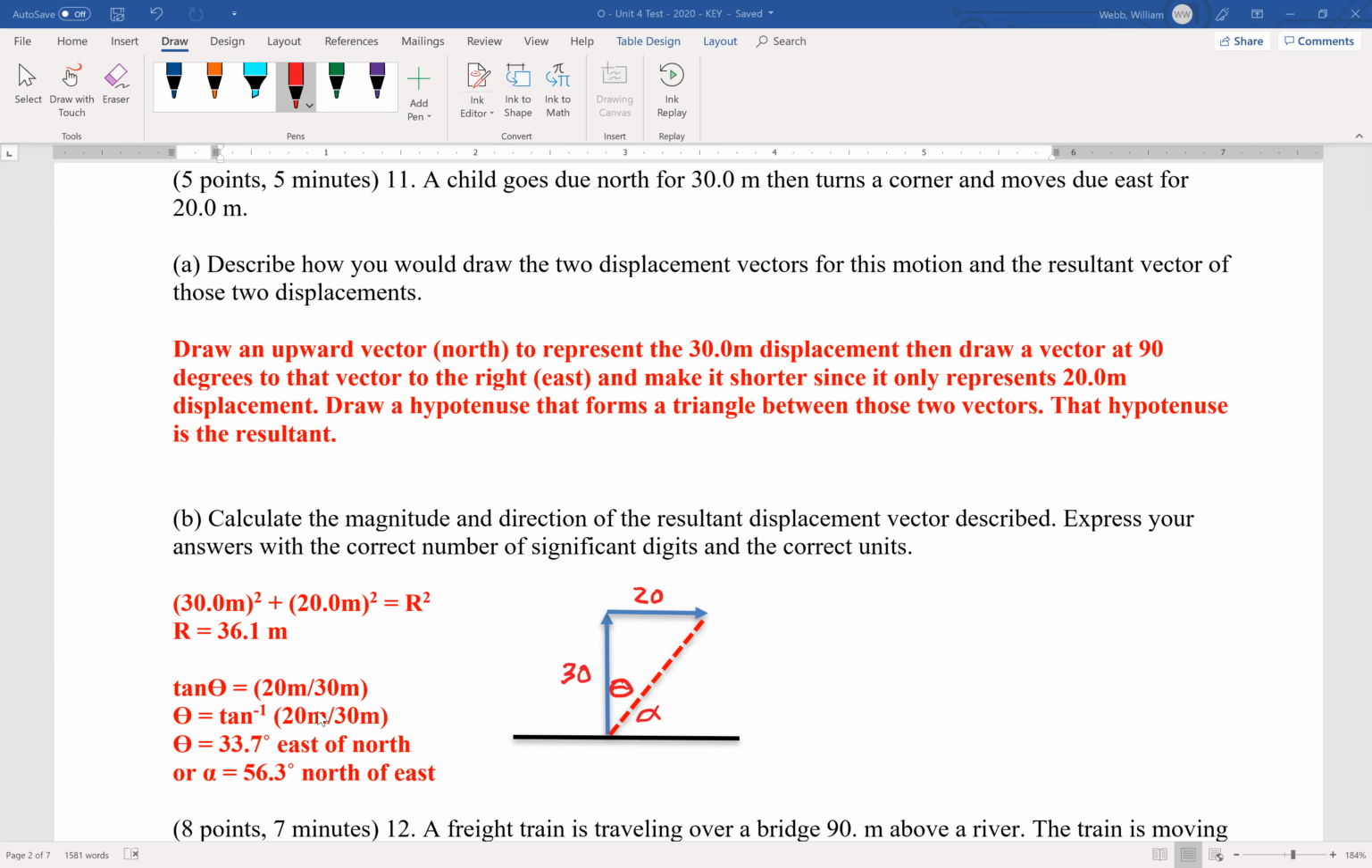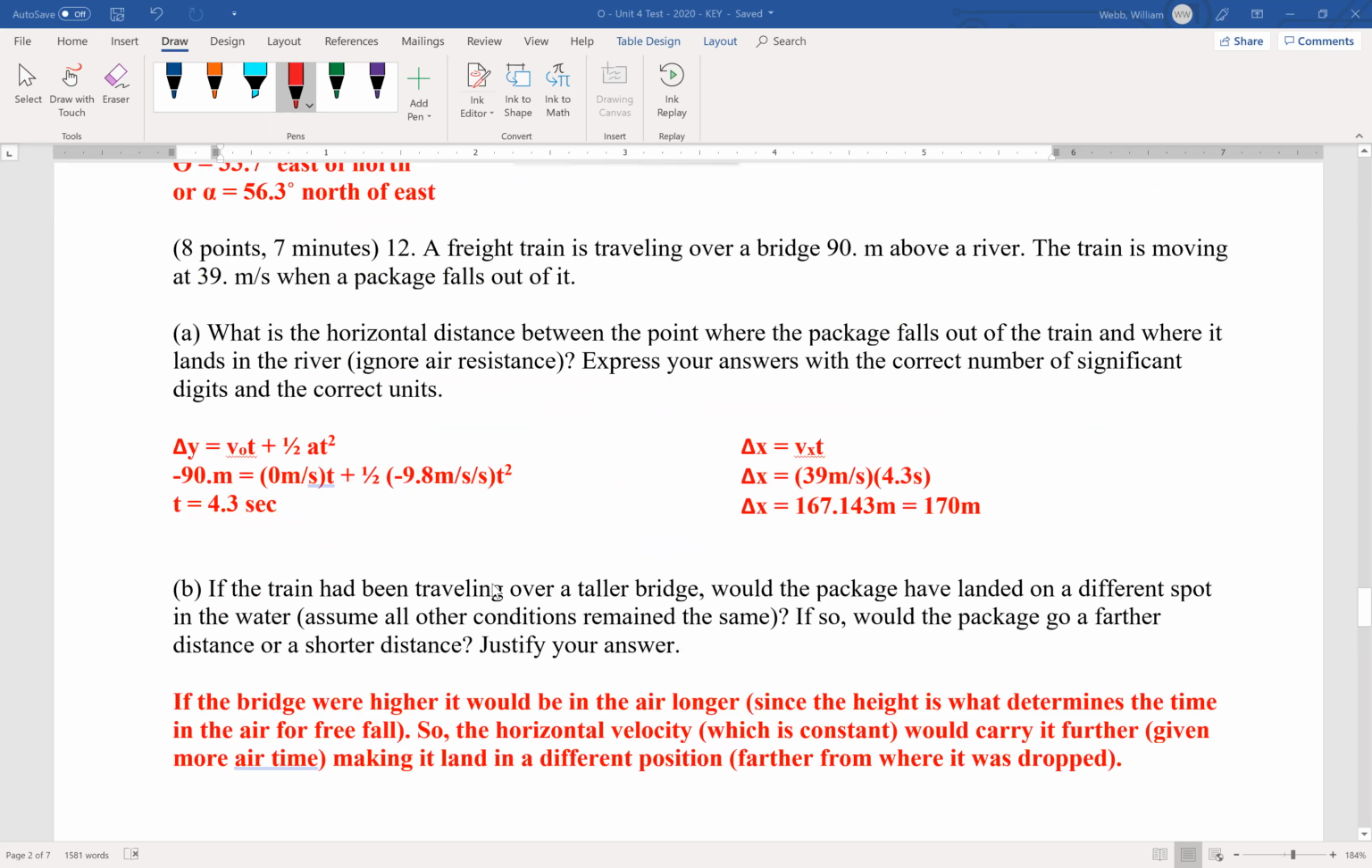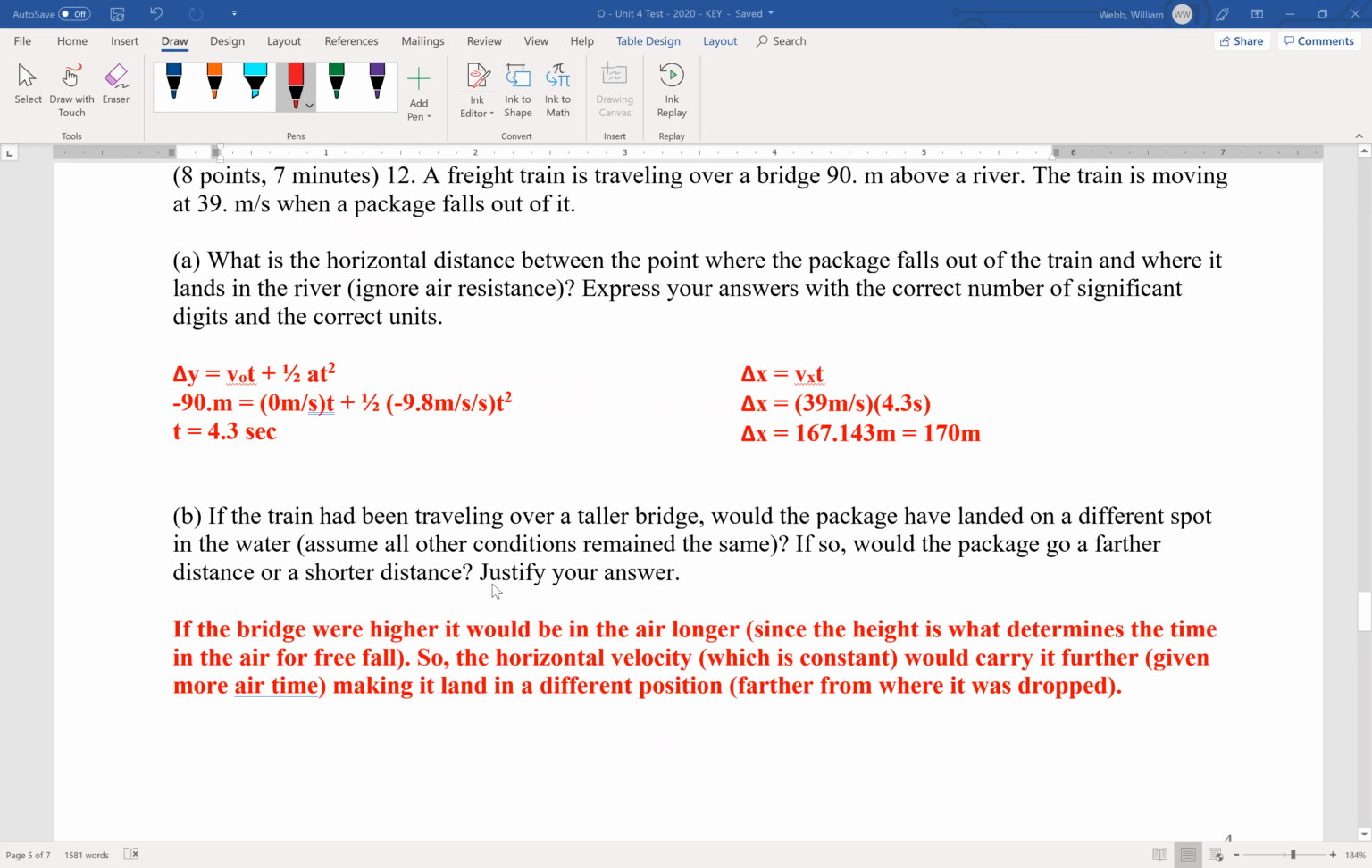Okay. Number 12. A freight train is traveling over a bridge 90 meters above a river. The train is moving at 39 meters per second when a package falls out of it. What is the horizontal distance between the point where the package falls out of the train and where it lands in the river, ignoring air resistance? Express your answer with the correct number of sig digs and correct units. So this is like the airplane problem we did in class, where the airplane dropped a package and it fell as a projectile till it hit the ground. It's the same steps we did on that example. It's just now coming out of a train and falling to the ground because the train happened to be on a bridge.